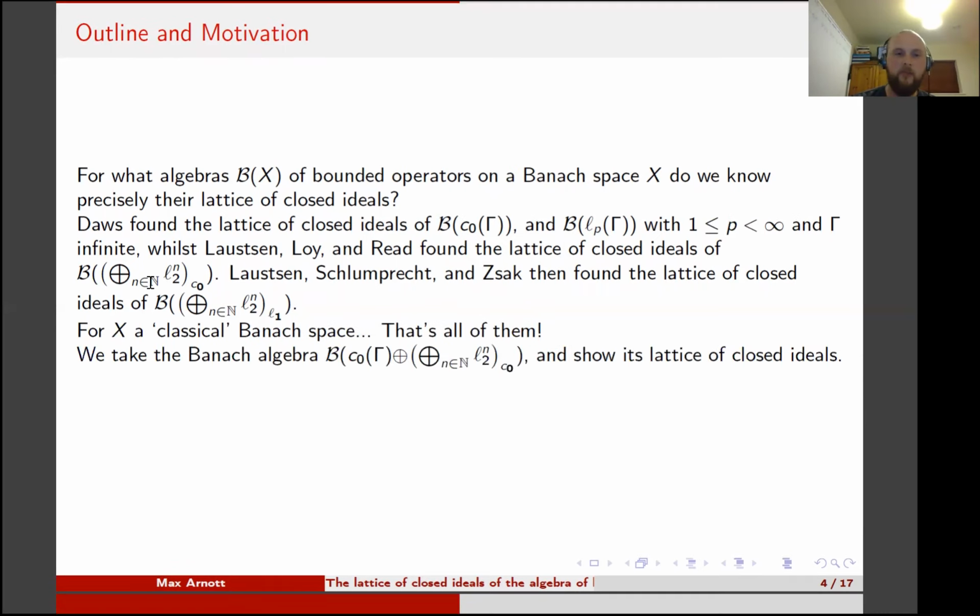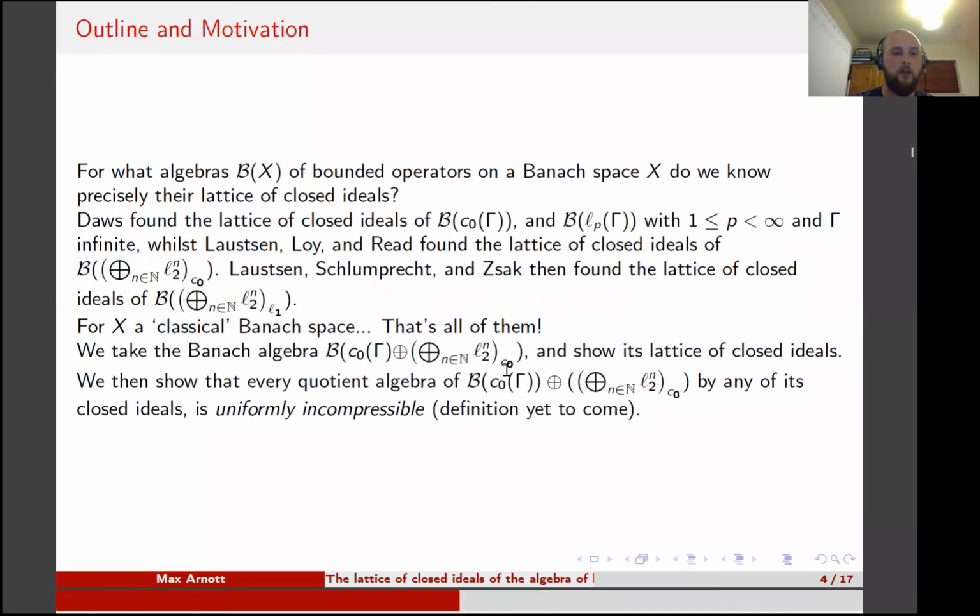So what we're going to do is take the direct sum of the C0 gamma and this C0 sum of Hilbert spaces, and we're going to find a lattice of closed ideals of that. We'll then show that if we quotient this Banach algebra by any of its closed ideals, we get the uniform incompressible property, which I will define when we come to that.